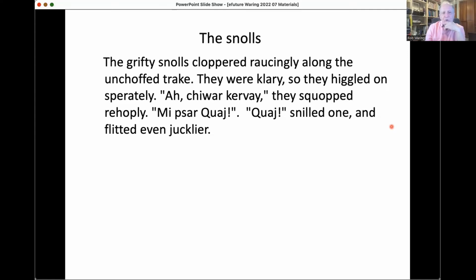So the grifty Snolls cloppered grouchingly along the untroughed trake. They were clary, so they higgled on spretly. "Ah, chiva cave," they squawked hoply. "Me pasa quodge." "Quodge," snilled one, and flitted even jucklier. Now, I'm able to read every word there.